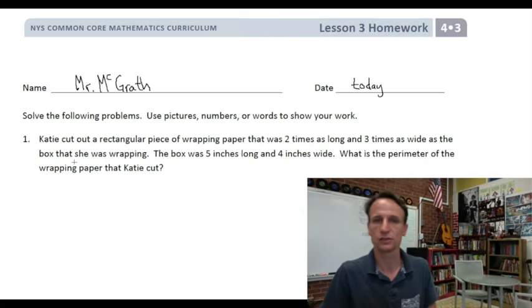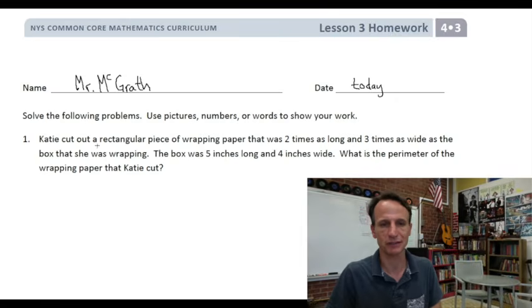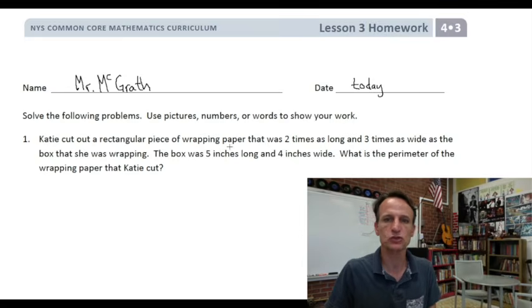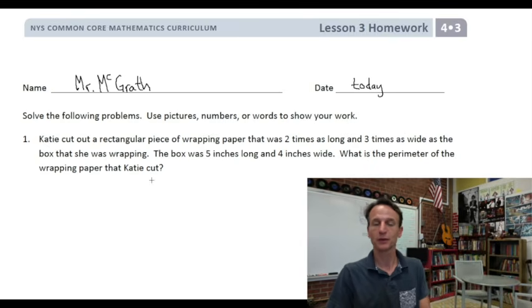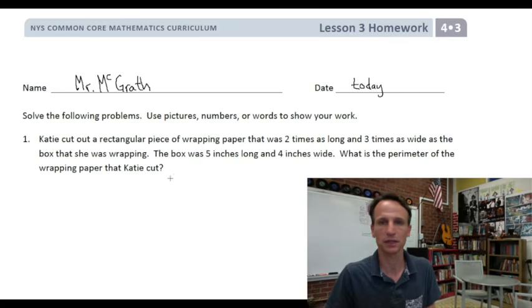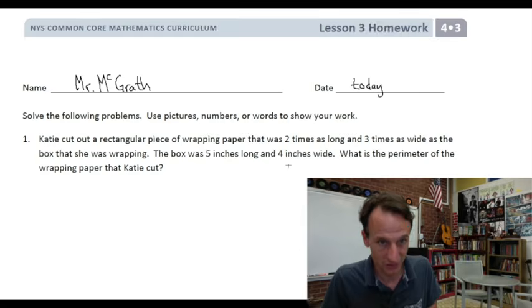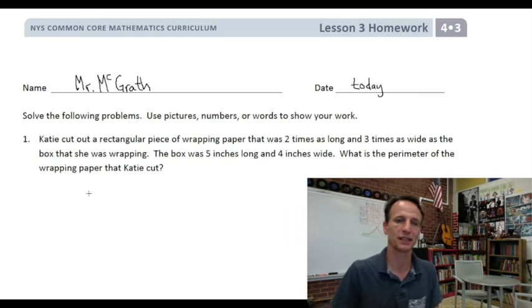So let's jump in with Katie. She's got some things to wrap. So Katie here, she cut out a rectangular piece of wrapping paper. So we have a rectangle that was 2 times as long and 3 times as wide as the box she was wrapping. Well, that makes sense, right? You got to cut the paper bigger than the box. You want to go all the way around. The box was 5 inches long and 4 inches wide. What is the perimeter of the wrapping paper that Katie cut?